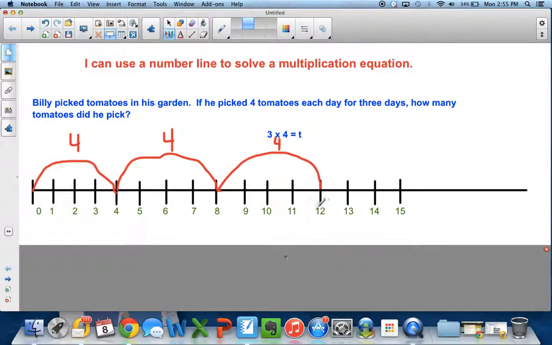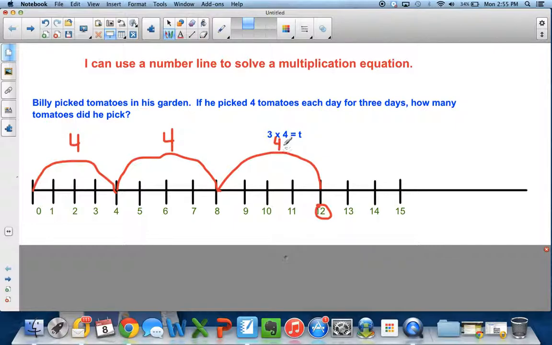And now we know that 3 groups of 4 gives us 12 tomatoes. So Billy picked 12 tomatoes on those 3 days. So his total number of tomatoes is 12. So that's using a number line to solve a multiplication equation.